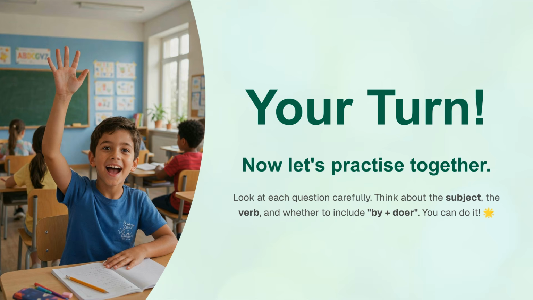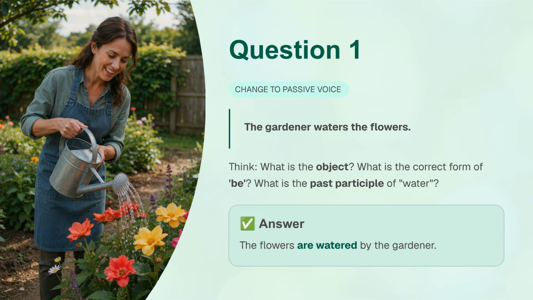Now it is your turn. Let's practice together. Look at each question carefully. Think about the subject, the verb, and whether to include by and the doer. You can do it. Question 1.